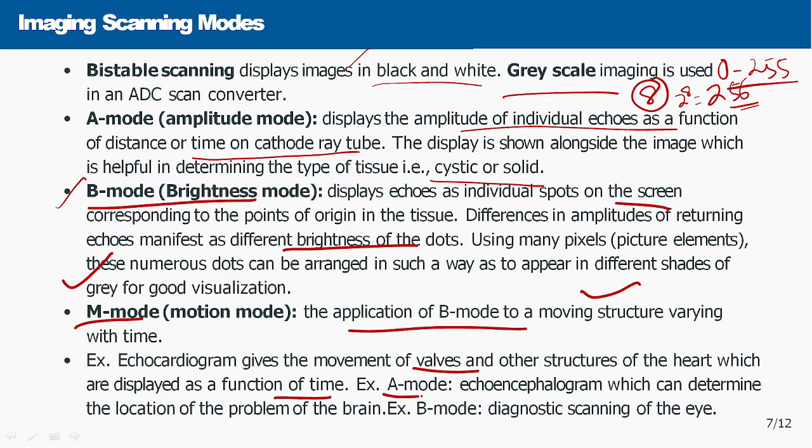Similarly, in the A mode, echoencephalography can be used to determine the location of a problem in the brain. We are using the amplitude mode, and for scanning the eye, we are using the B mode.